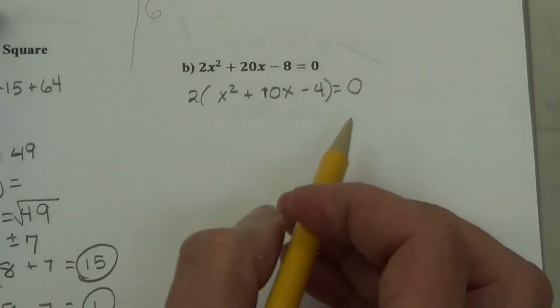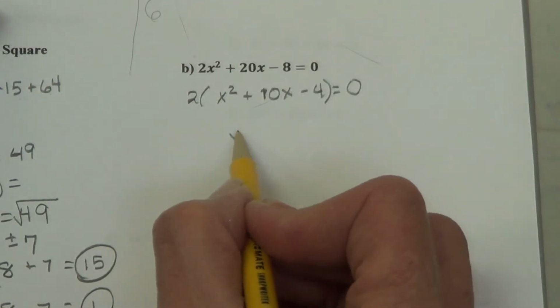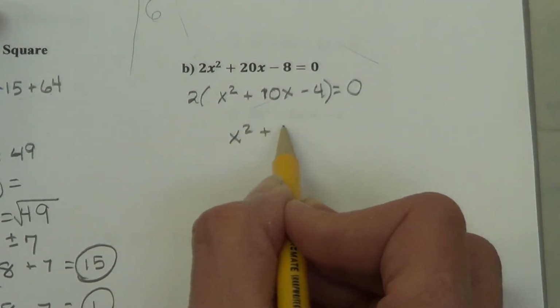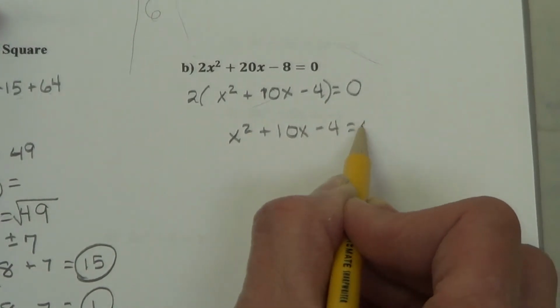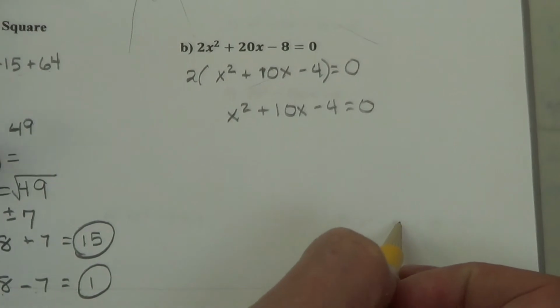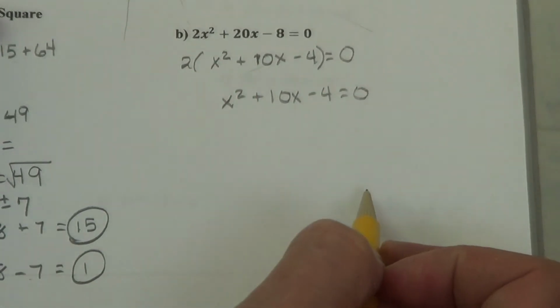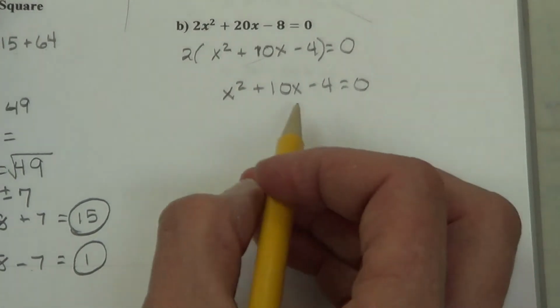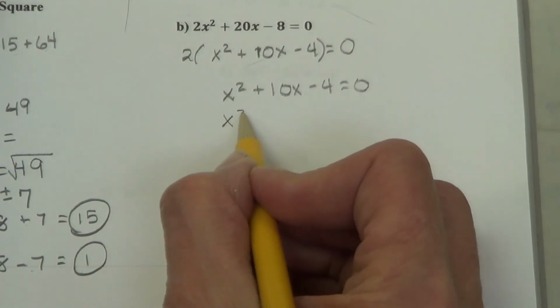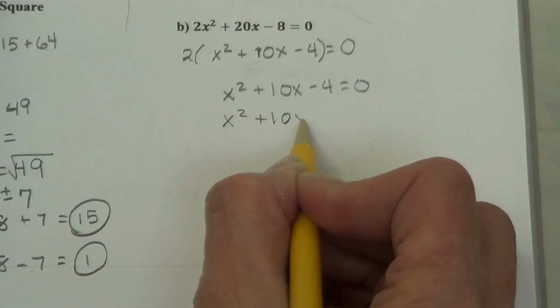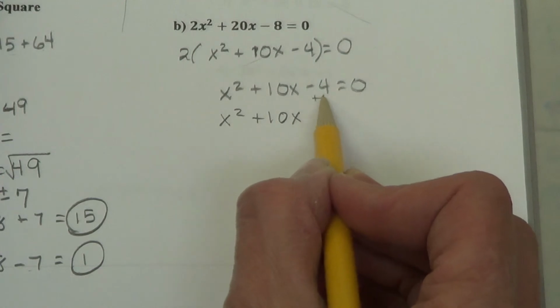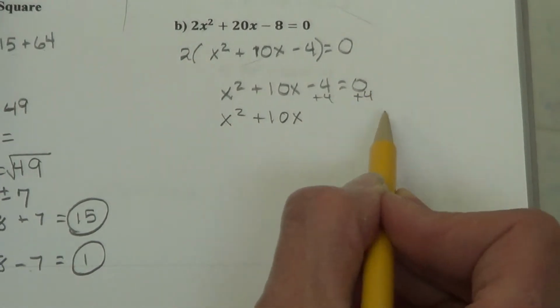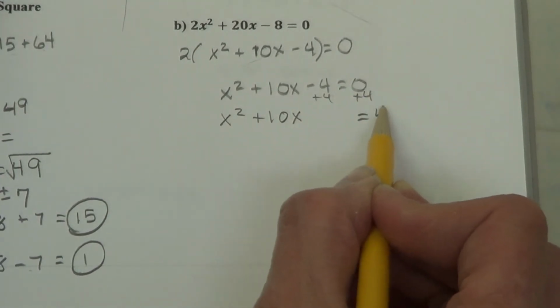Okay? Now we can take it into looking just at this part of it. Plus 10x minus 4 equals 0. That's as if we divided each side by 2. So now we want to complete the square to answer this. x squared plus 10x. Well, if we complete the square, we really don't want that 4 there. So to eliminate that, we would add 4 to each side. So we have a 4 over here now.